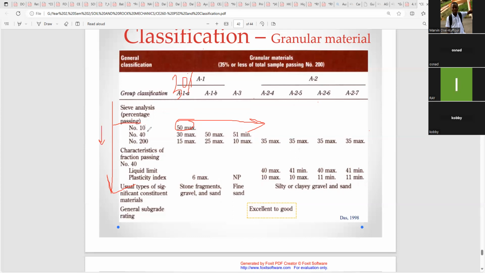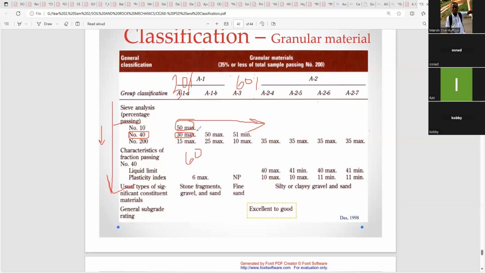We come and check sieve number 40, percentage passing sieve number 40. So if percentage passing sieve number 40 is maybe 60%, then it means that we will still go horizontally. And here we have 30% to be the maximum, but it crosses that. It is 60. It is not something less than 30. You get it?